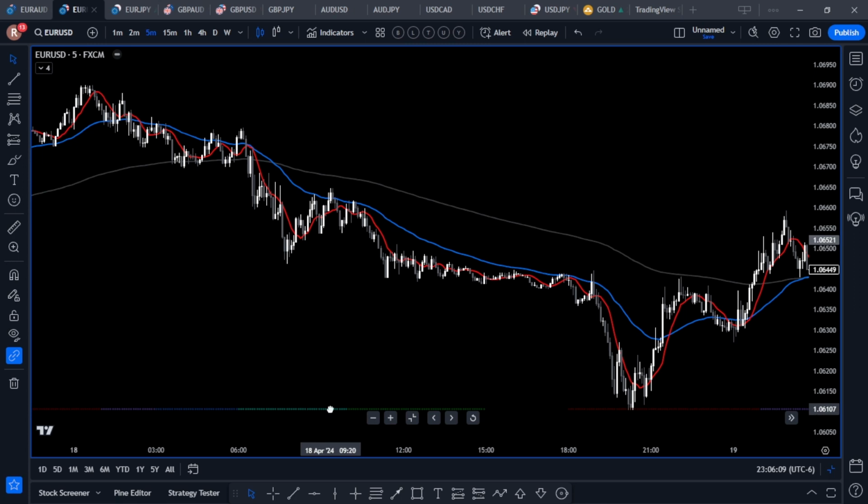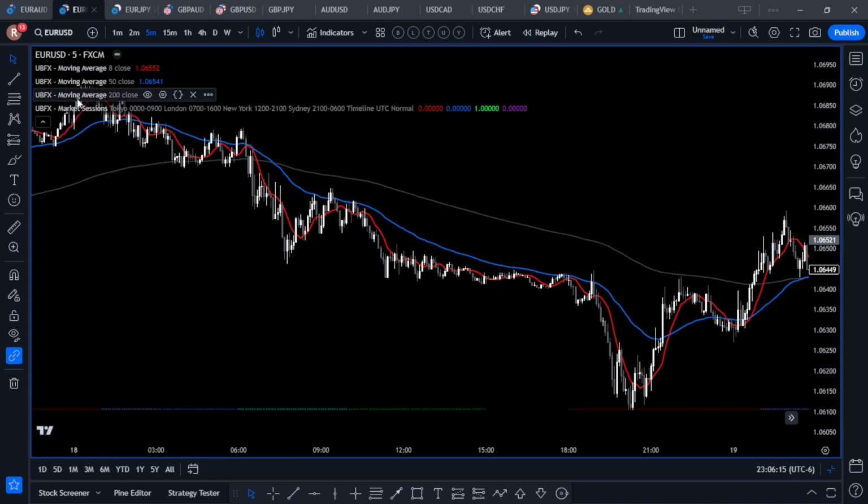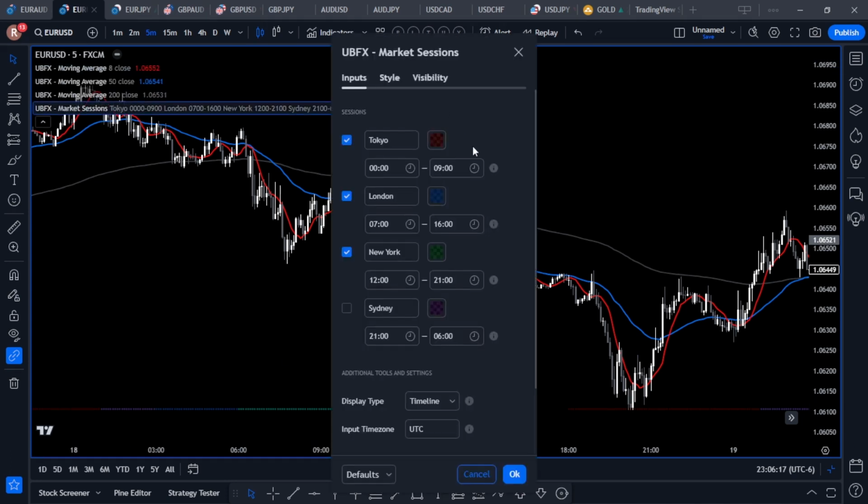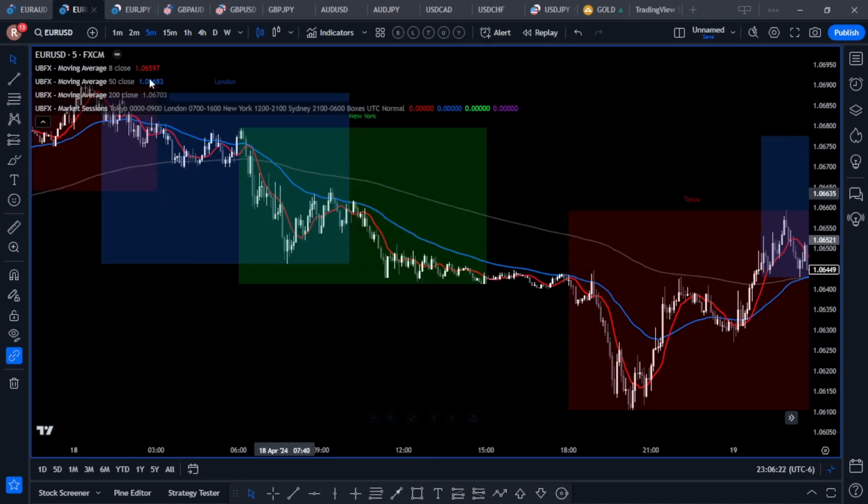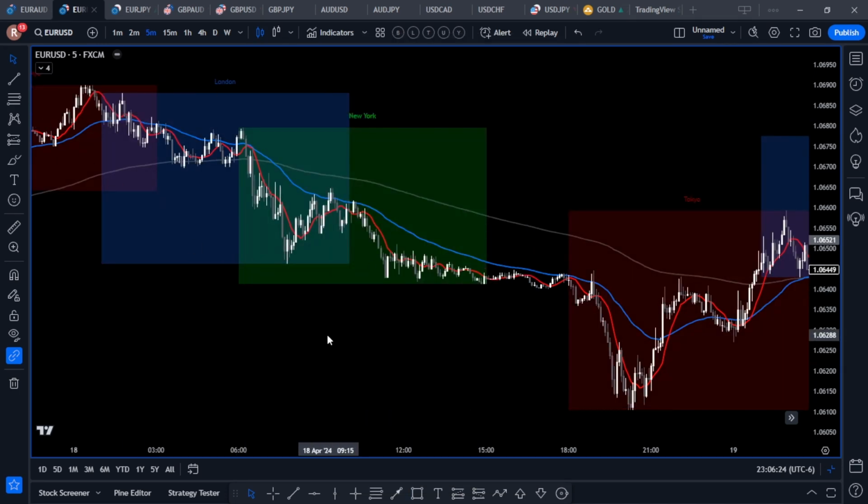Now I'm going to modify this indicator a little bit. I'm going to get the boxes so we can see this a little bit better. All right, we'll go here to settings and I'm going to turn this into boxes. Okay, now we can see these boxes. We can see the different sessions better.